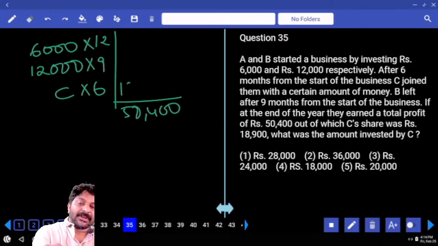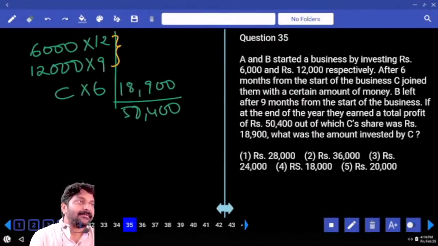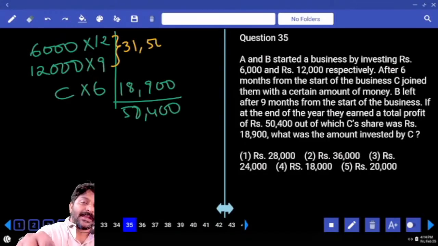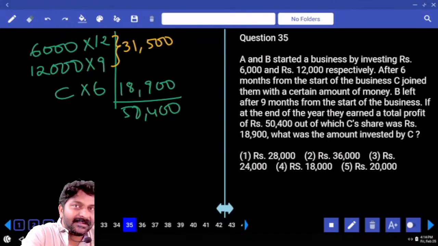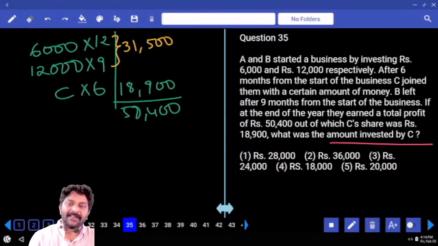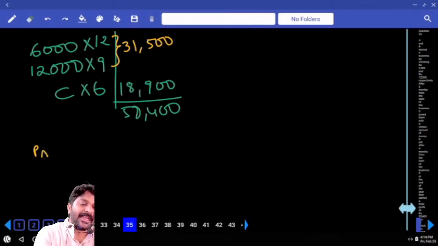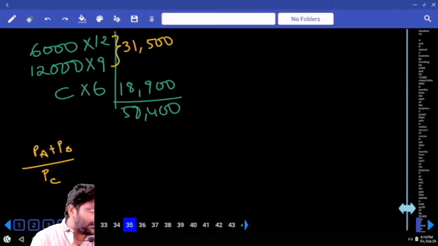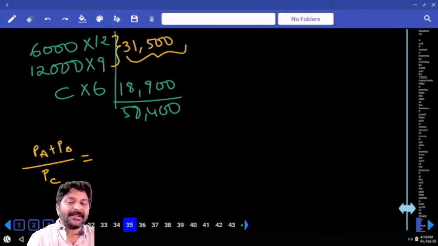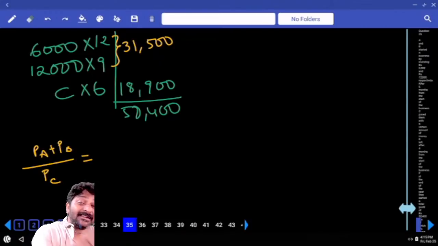So 18,900 is C's share. That means for A and B together, 31,500 rupees is given. Agreed? Now using that, we need to calculate C's value. So now what I'll do is, profit of A and B together divided by profit of C. This is what I'll consider. Is that okay for you? Now 2 zeros are common, right? So can I take it as 315 divided by 189?